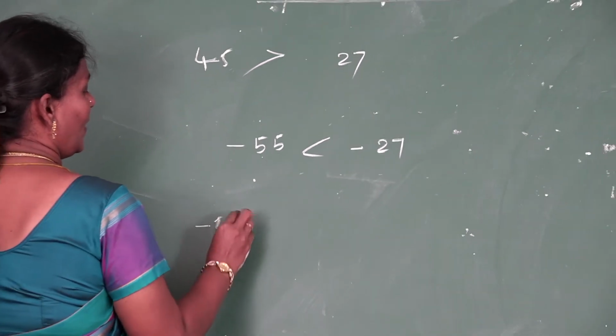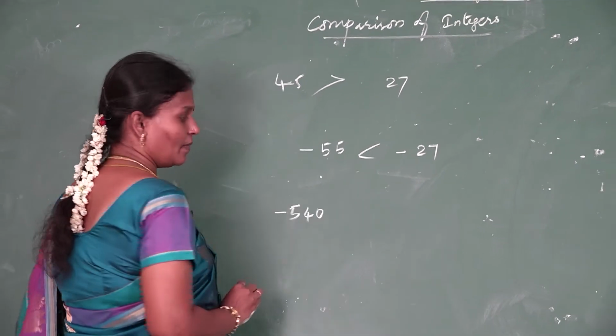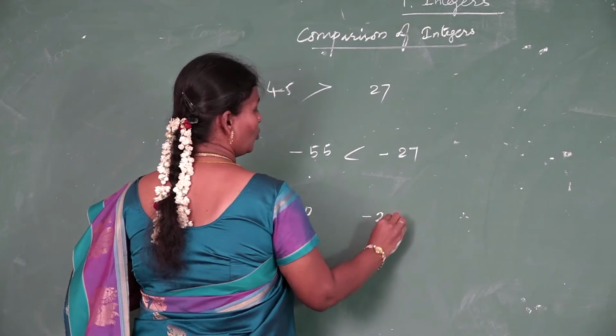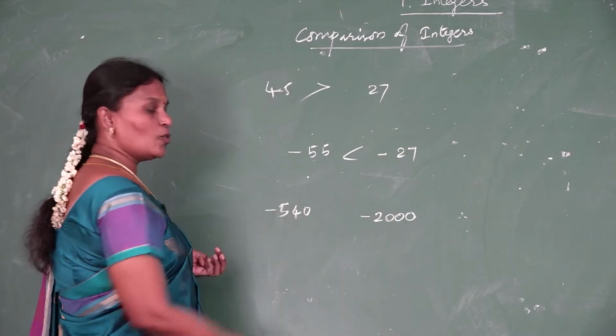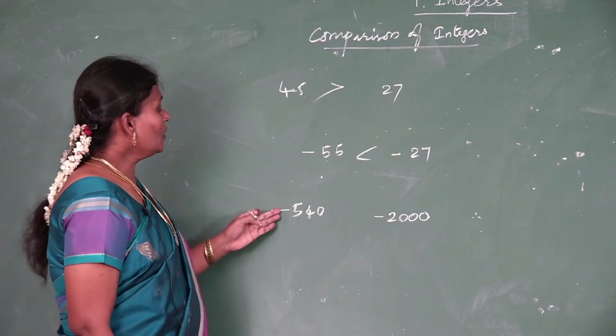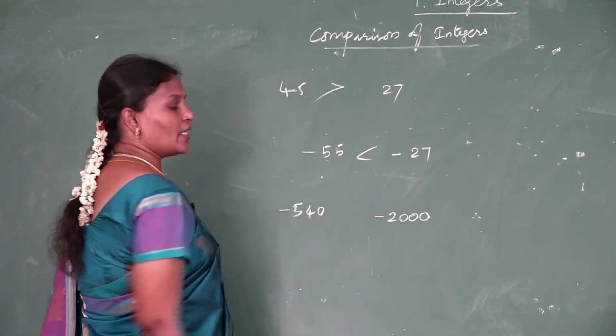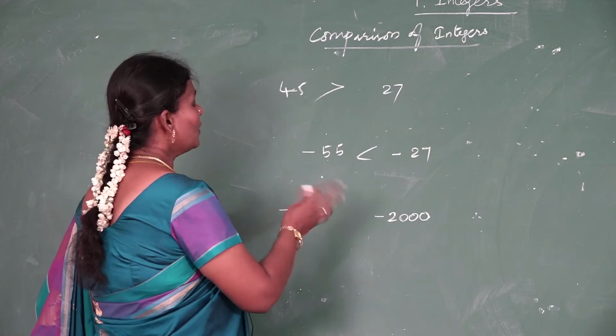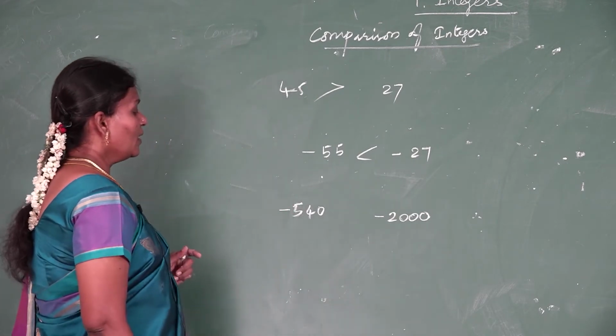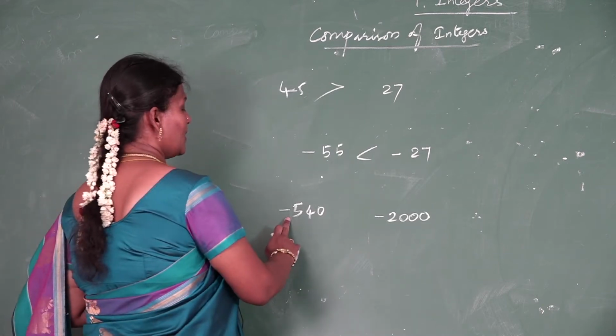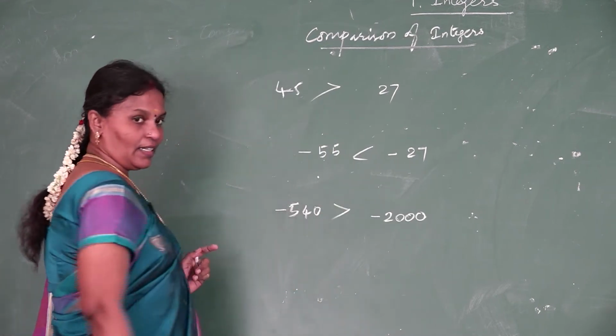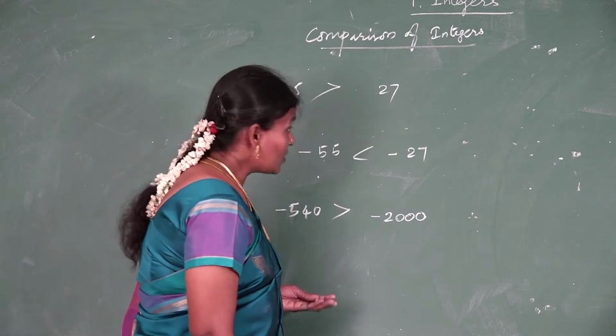Minus 540, then minus 2000. Now compare these two. Without the negative sign, 2000 is greater. But if you put the negative sign, definitely minus 540 is greater. Okay. So do you understand, children?